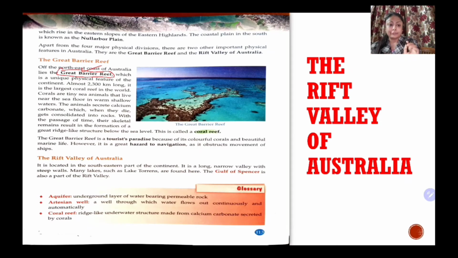So if we see the features, it is almost 2300 kilometers long, the largest coral reef in the world, and I have told you how they form. Corals are tiny sea creatures. They live near the sea floor in the shallow water, and when these animals secrete calcium carbonate, and when they die, their skeletons join together and they form a coral reef. So this is a coral reef, the largest coral reef in the world, known as the Great Barrier Reef.